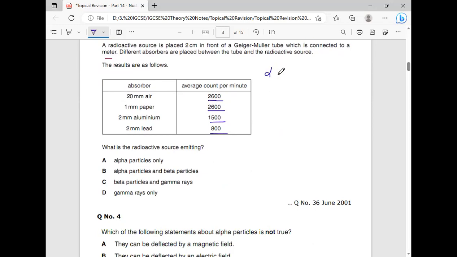We know that alpha particles are stopped by paper. Beta particles can be stopped by an aluminum sheet, and gamma rays are stopped by a thick lead sheet. Now just look here. When there is no absorber, what was the actual reading? 2600.